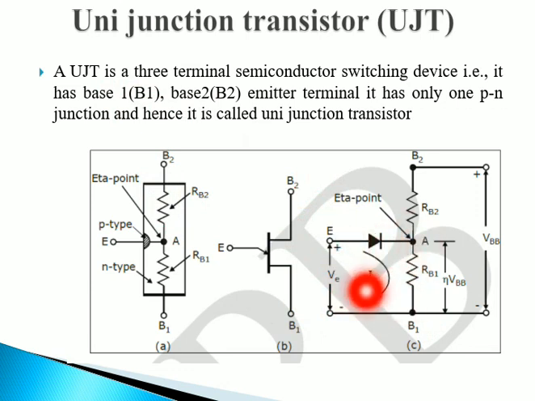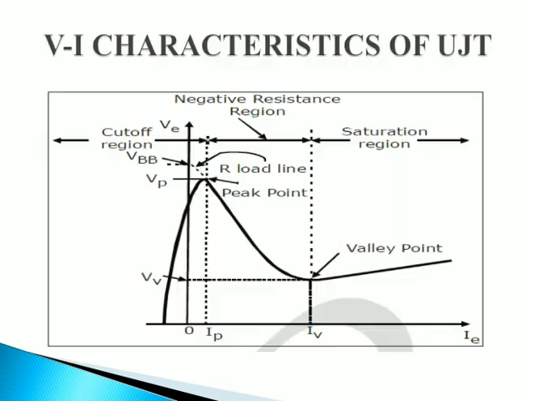How can it act like a switching device? It can be turned on by applying a positive pulse, and it can be turned off by applying a negative pulse. Fine. So next is the VI characteristics of UJT.